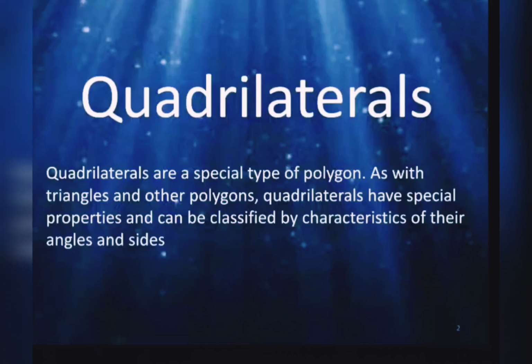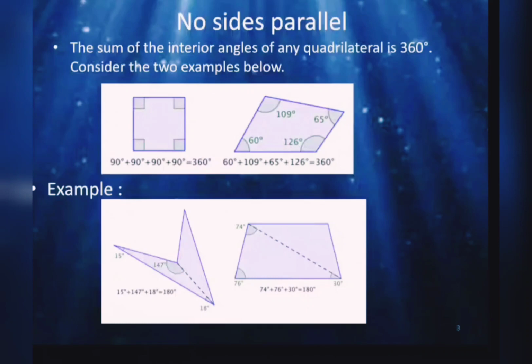Quadrilaterals. Quadrilaterals are special types of polygons, as with triangles and other polygons. Quadrilaterals have special properties and can be classified by characteristics of their angles and sides. No side parallel. The sum of the interior angles of any quadrilateral is 360 degrees. Consider the two examples below. The first picture is an example of a quadrilateral whose angles sum to 360 degrees, and the second picture is an example of a shape whose angles sum to 180 degrees.